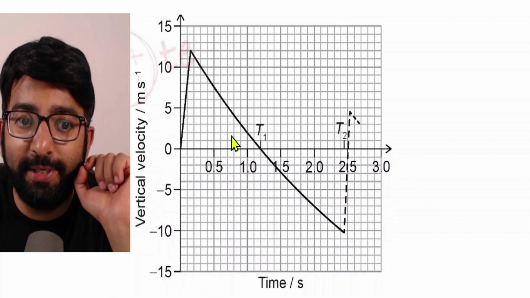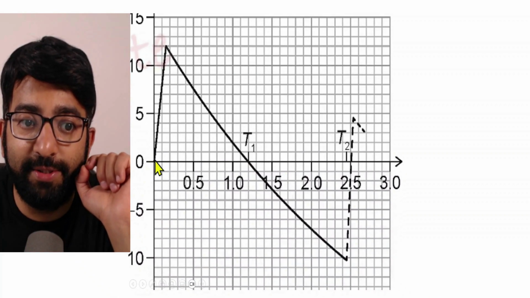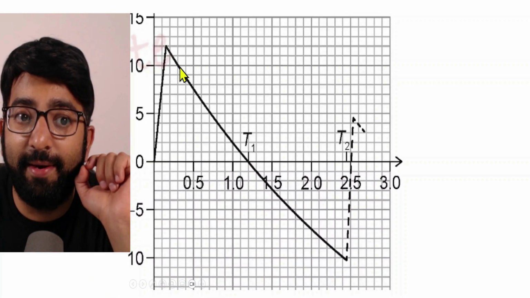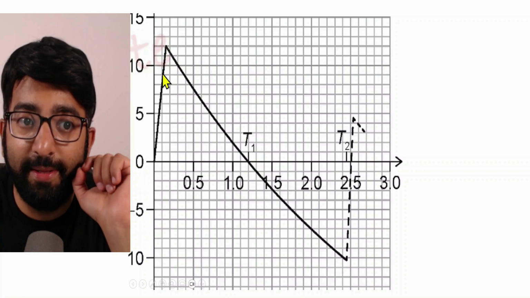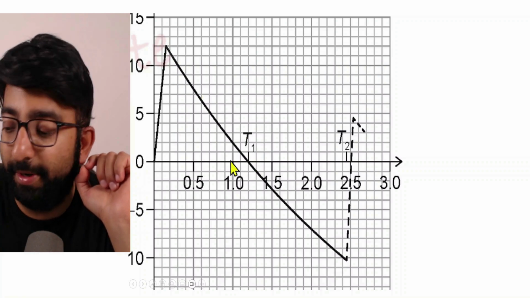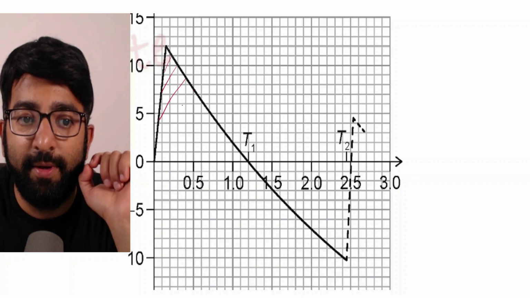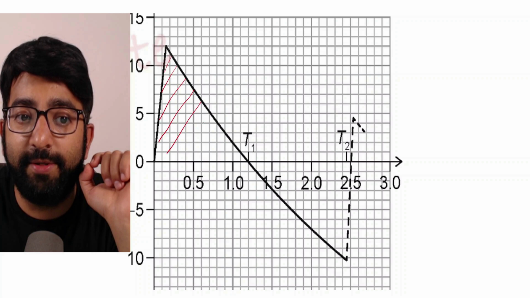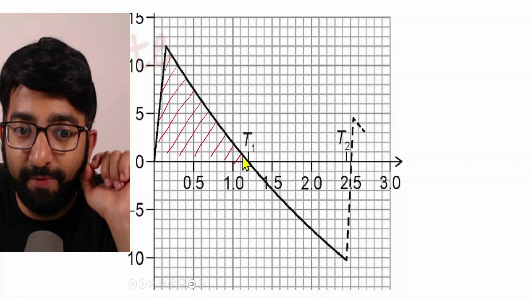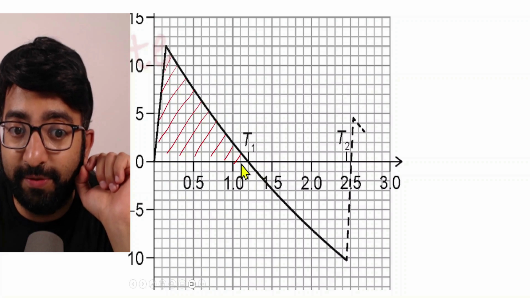Now, let me zoom in this figure. From 0 to t1, you can see the graph first increases and then decreases until it becomes 0. Hence, we need to find the area of this region. So let me shade this region first. So this entire region, area, if you find, that will give us the value of displacement from 0 to t1 seconds. Now, if you observe the value of t1, this is 1.2.